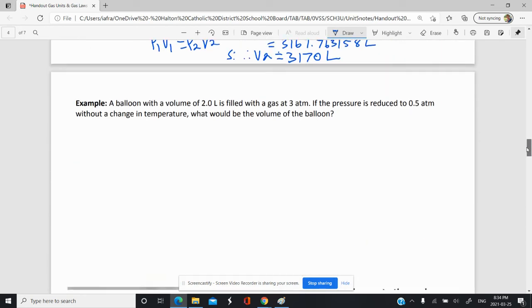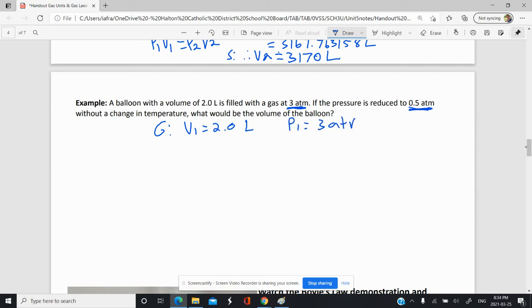Let's do one more example together over here. So we have a balloon with a volume of 2 liters. It's filled with a gas at 3 atm. If the pressure is reduced to 0.5 atm without a change in temperature, what would the volume of the balloon be? So we have some given information. We have our V1 over here is 2.0 liters. We have our P1 is 3 atm.